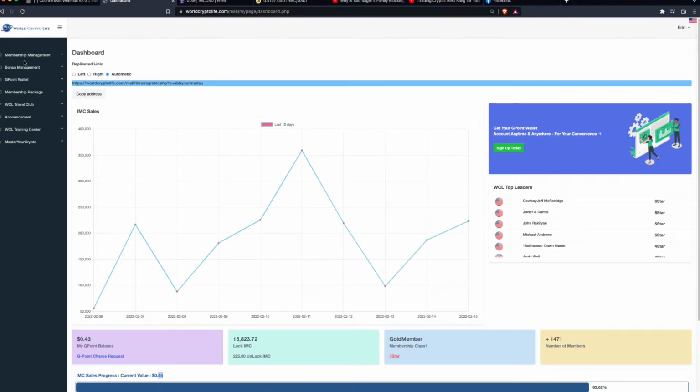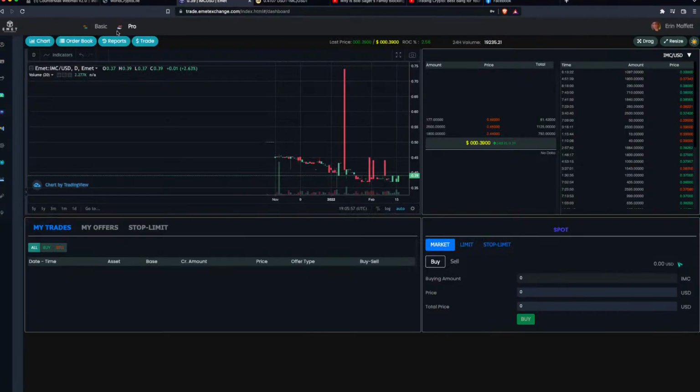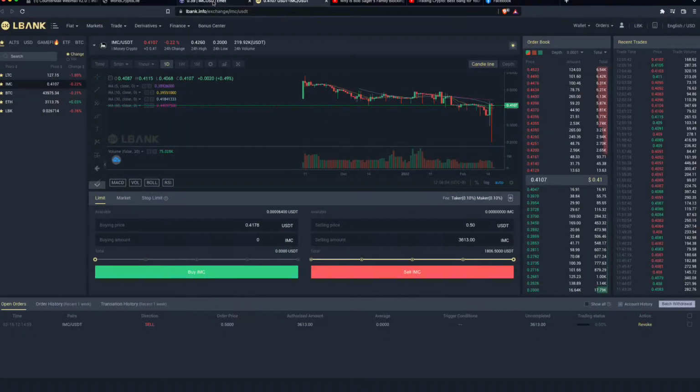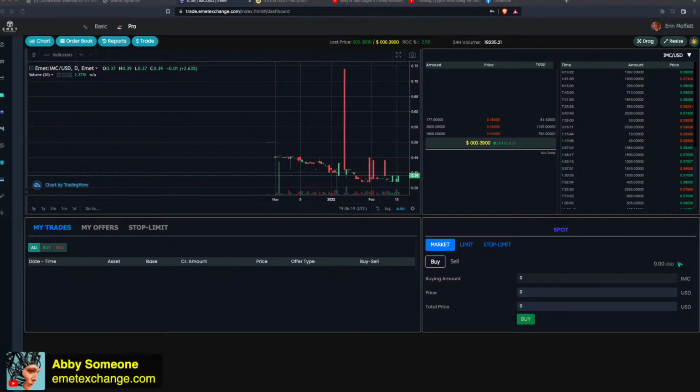What you do with all of these things, I'm going to show you, because when you unlock your tokens and you want to send them out, you need to go to Unlock IMC Token Withdrawal. You need to go to EMET. This is EMET, emetexchange.com, and create an account. And I'm going to show you why I recommend you do one with LBank as well, lbank.info. So emetexchange.com, and you got it. If you don't want to do the know your customer stuff, well, I've got bad news for you. You're not going to ever be able to trade or sell your crypto if you're not going to do that.